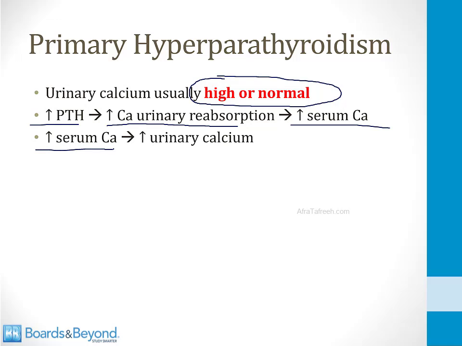The hypercalcemia leads to more calcium being filtered, and this overwhelms the reabsorptive capacity of the nephron, and this leads to a rise in urinary calcium such that the urinary calcium level becomes normal or high. It is not low in primary hyperparathyroidism, and make sure you understand that mechanism.